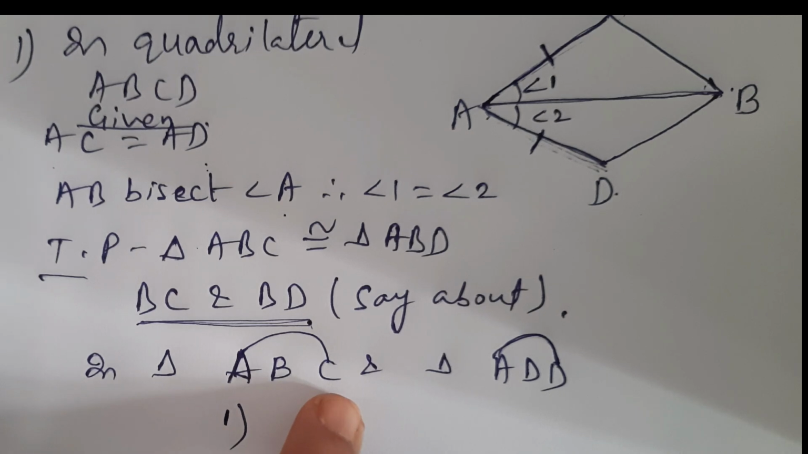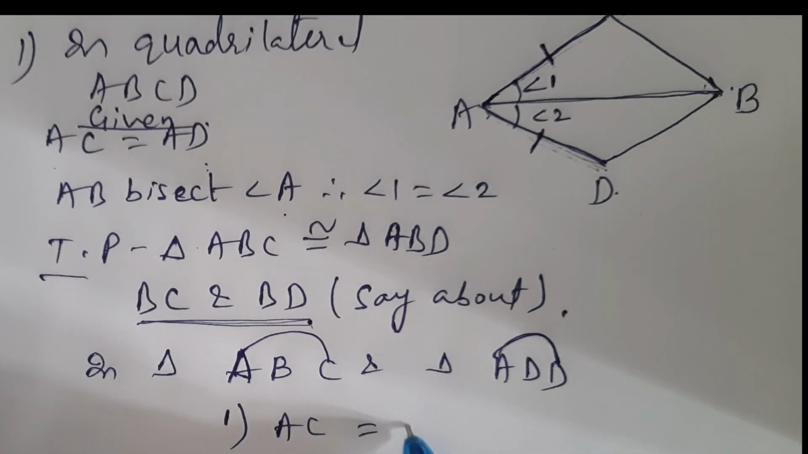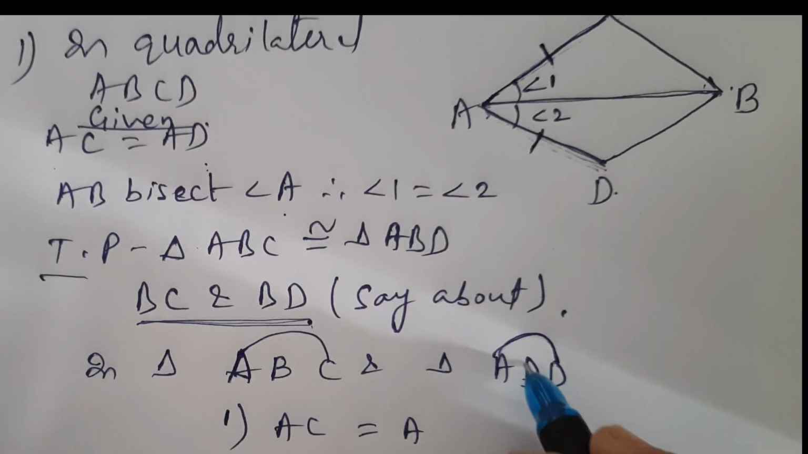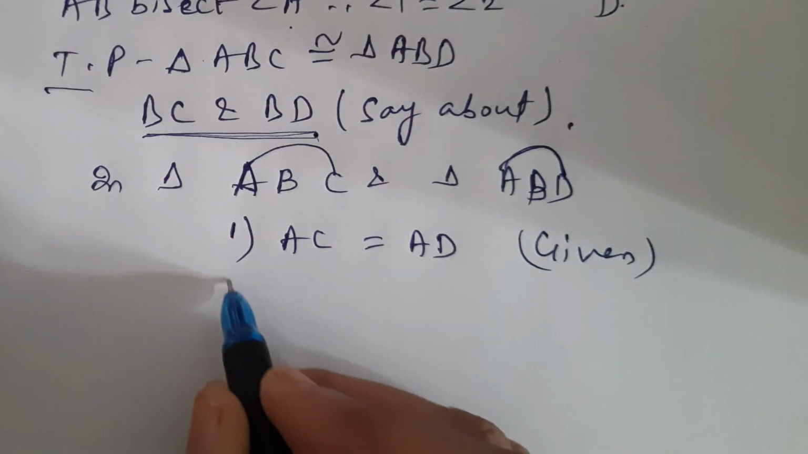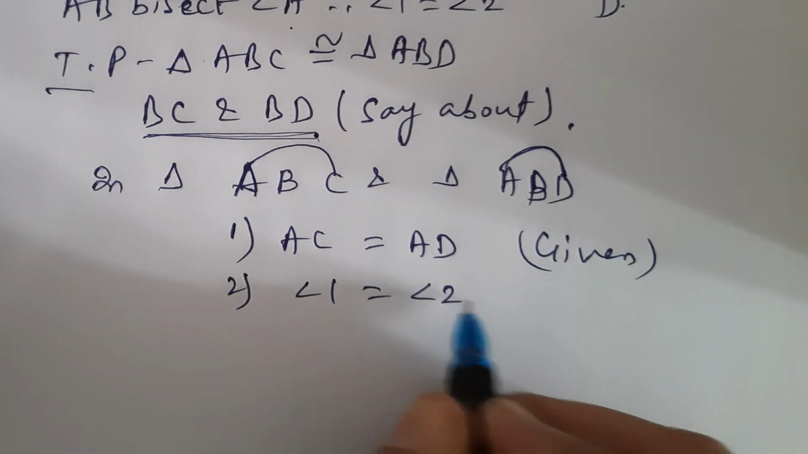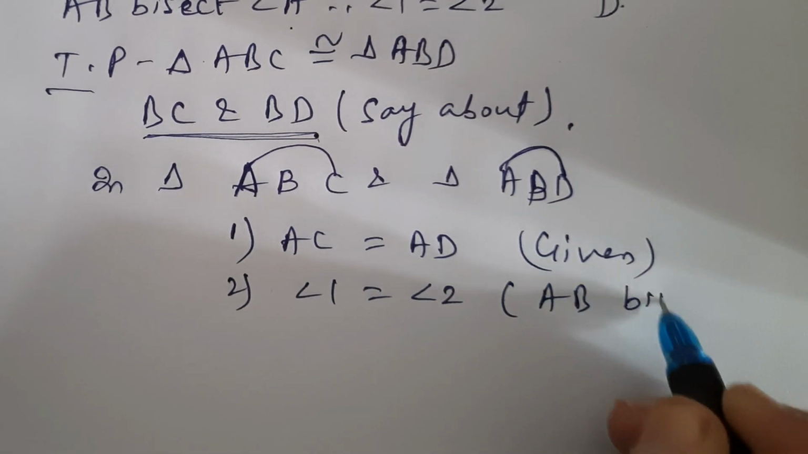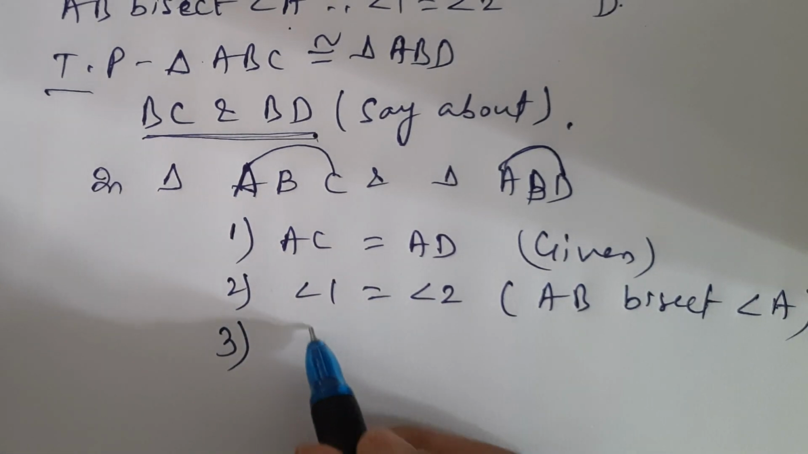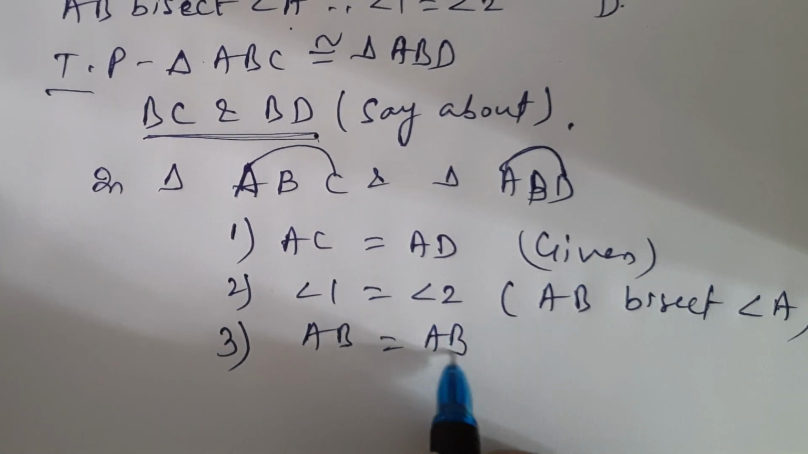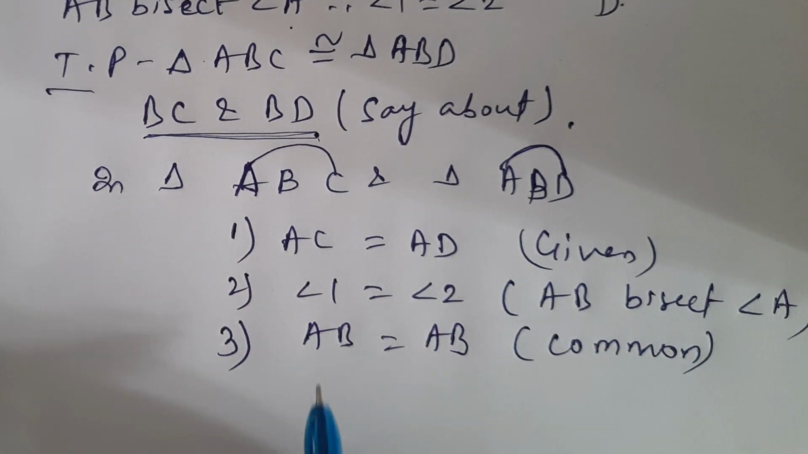The first and second letter is making AC, here first and last letter is making AD. So in both cases, first and last letters are there. So AC is equal to AD. This was given. Second one, angle 1 is equal to angle 2. How did we get angle 1 and angle 2? That is AB bisects angle A. And the third point, AB is equal to AB. We can find AB in both the triangles, so we'll write common for that. So it is common in both the triangles.